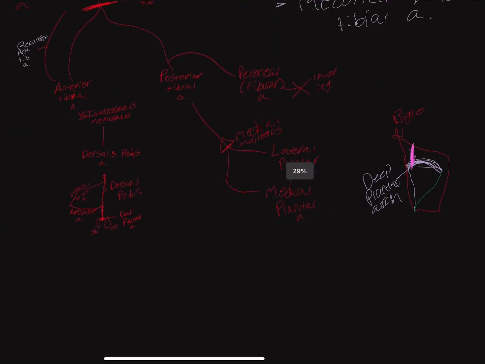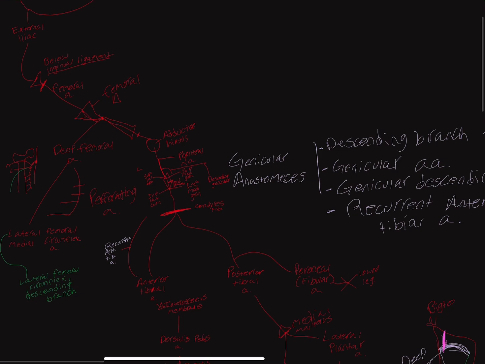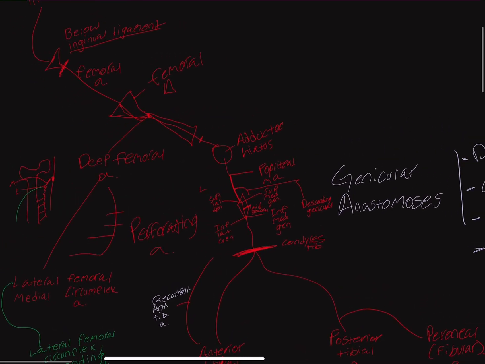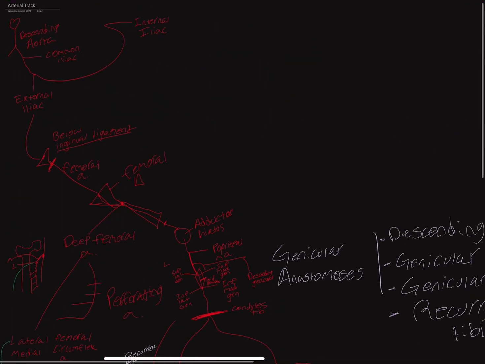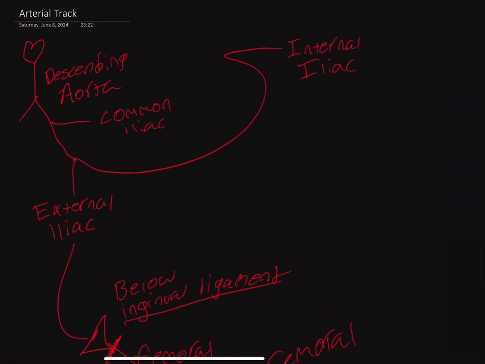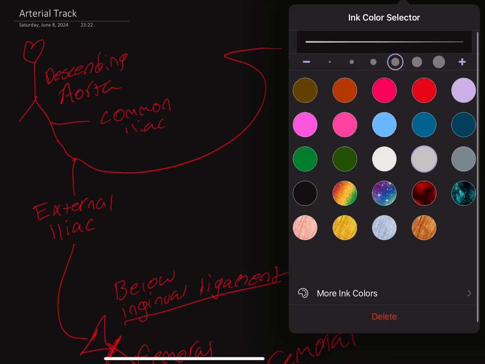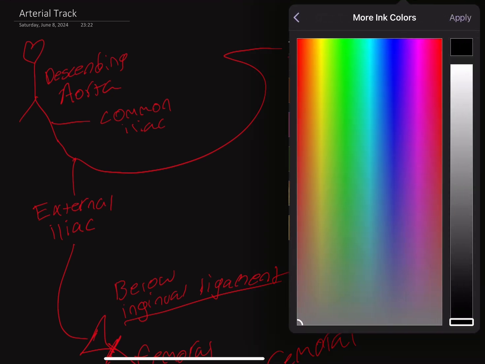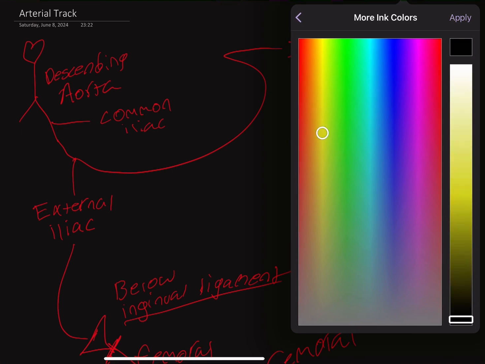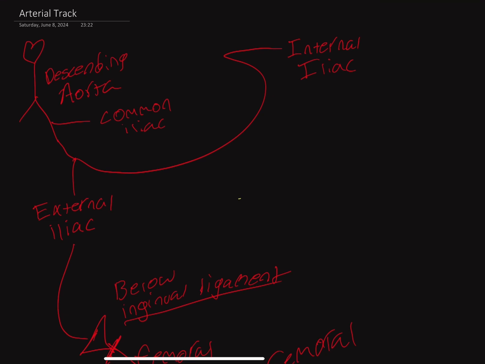But yeah, that is that for the lower leg and the branches that come off of it. So I'll just run through this again. So once again, you have your heart that is right here, right? Let me get a different color. I want yellow. Here we go. That way you can see where I'm pointing.